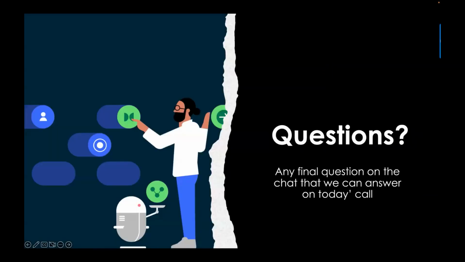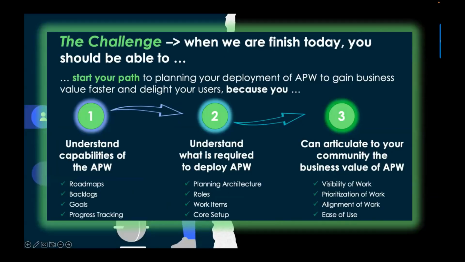So there's 5. Before we jump into questions, I want to make sure that I met my challenge with you today, which was that I've given you an understanding of the capabilities of APM, so roadmaps, backlogs, goals, tracking, that you understand what's required to deploy APW, so the architecture, your roles, what's needed to get started. And of course, most importantly, can you communicate this to your community, to get started and get some sponsorship and some excitement.